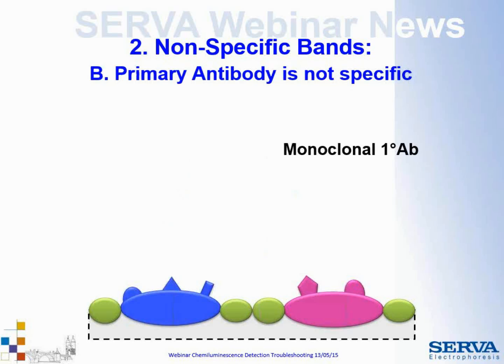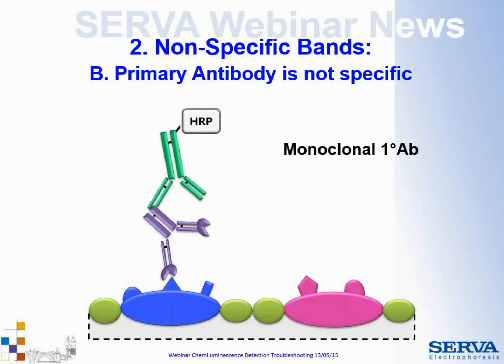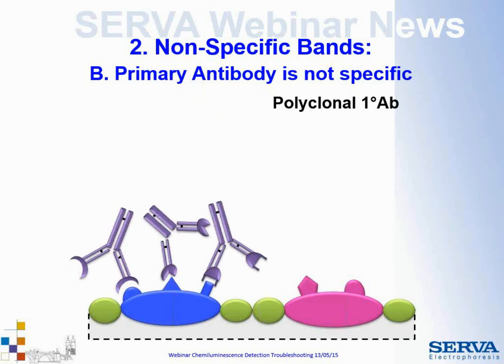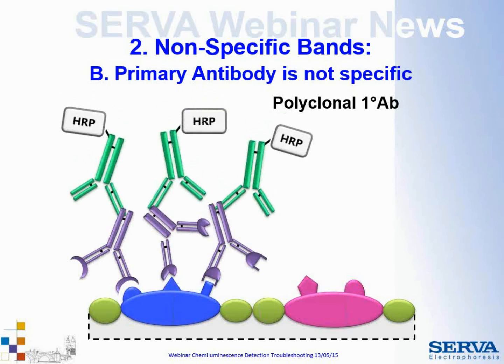Another issue is the specificity of the primary antibody. When you use monoclonal antibodies, which recognize just one special epitope, this is not really an issue. But if you use a polyclonal first antibody, this could become an issue, because a polyclonal antibody is directed against several epitopes of the same target protein, and this can also lead to cross-reactivity on epitopes of unspecific proteins.